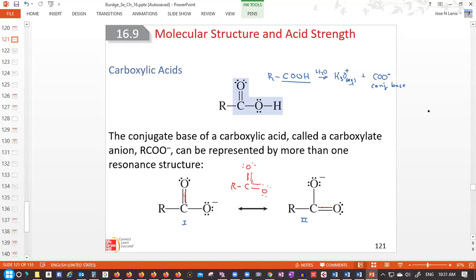So this structure here, the conjugate base, is stable, making this oxygen-hydrogen bond a weak bond, giving the possibility for the protonation of water. So it's pretty stable. And that's a property of all carboxylic acids, all organic acids.